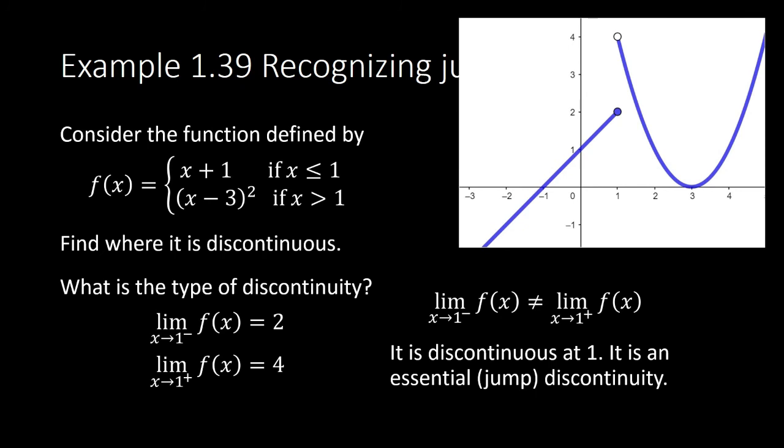So this is the graph of this function. It is a jump discontinuity. So we will sketch this part of the graph. But when we get to 1, to continue the graph, we have to jump there, okay, and continue the graph.